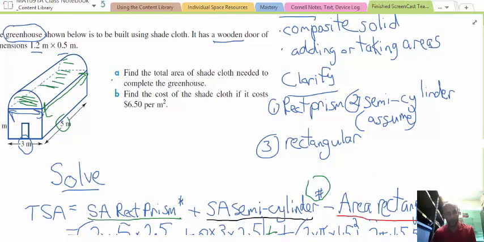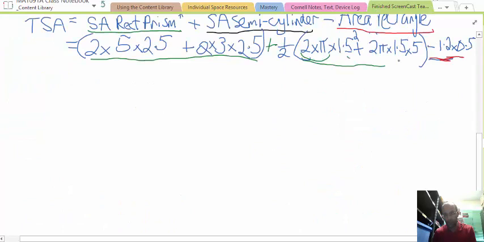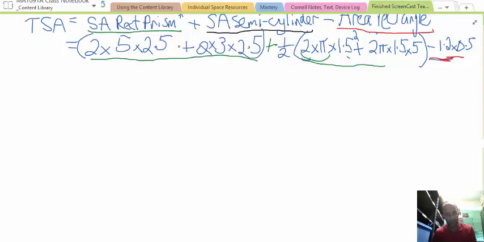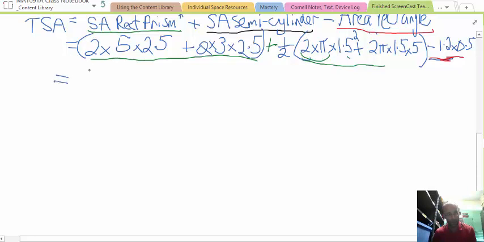Now for the door, we've got the door is 1.2 by 0.5, so we need to subtract that. Because it's a rectangle, it's simply just length times width. A better solution to this would actually have the formula put in there, but I'm just trying to keep the video reasonably short. But it's time to calculate all this.